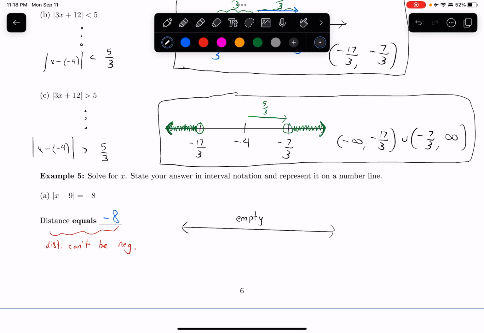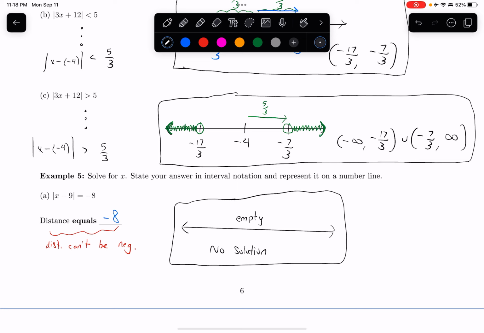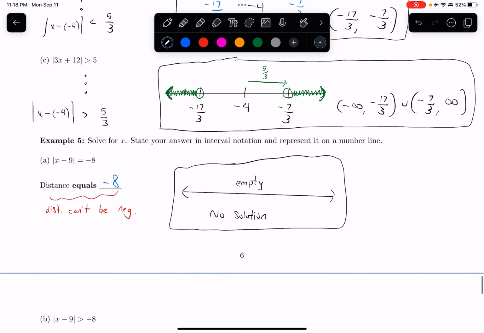So the problem wants me to solve for x and figure out what values of x work, but nothing's going to work. So I would say no solution. So on a number line, it's empty. And as an answer, the best I can do is put no solution here.